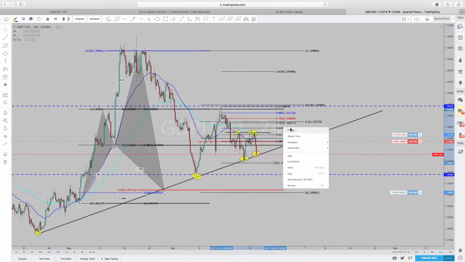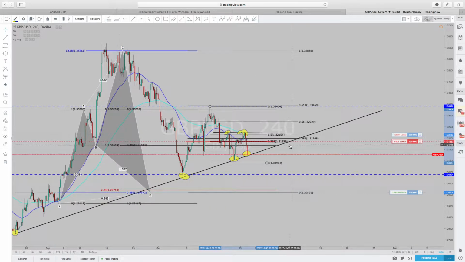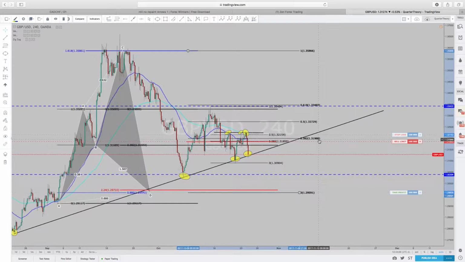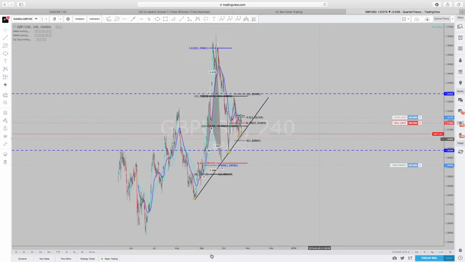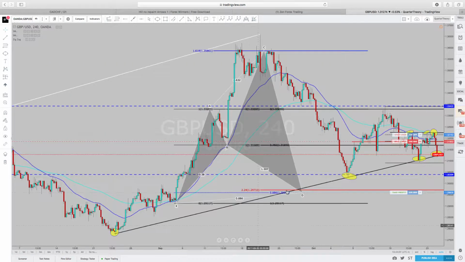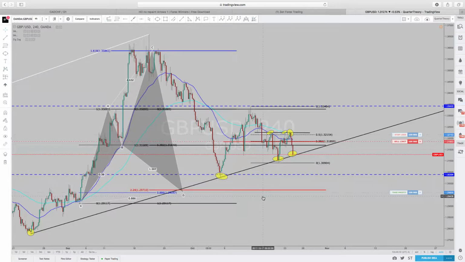What I'll do to make this look a little cleaner, we can take up all these other harmonic ratios, these Fibonacci ratios, because we don't need them. So again, and what I'll do, I'll take that off for now too. Oops, excuse me. I hate when that happens. Okay, so that's what I'm looking at right now.